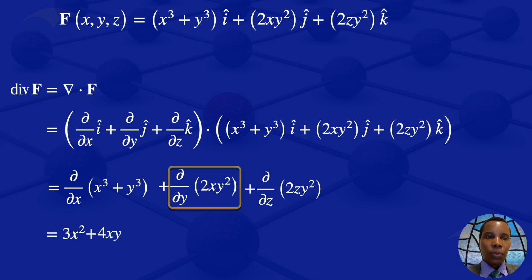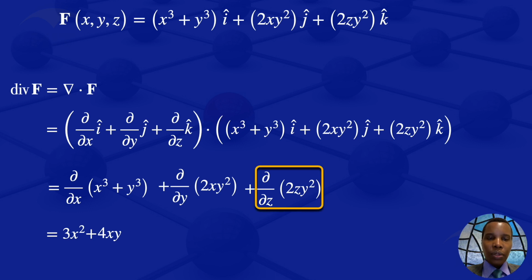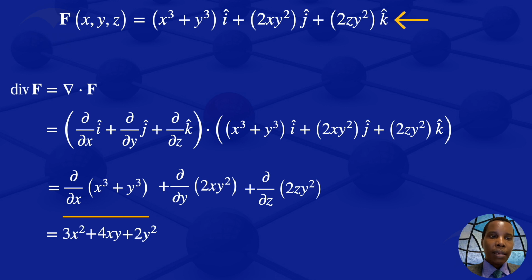Then go on to the next derivative there, this one here, the partial derivative with respect to z. We are differentiating with respect to z, but treating y as if it's a constant. So our result there will be 2y squared. So the divergence of this vector field here is 3x squared plus 4xy plus 2y squared.